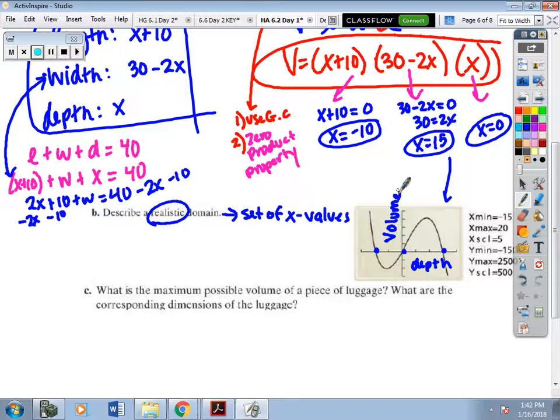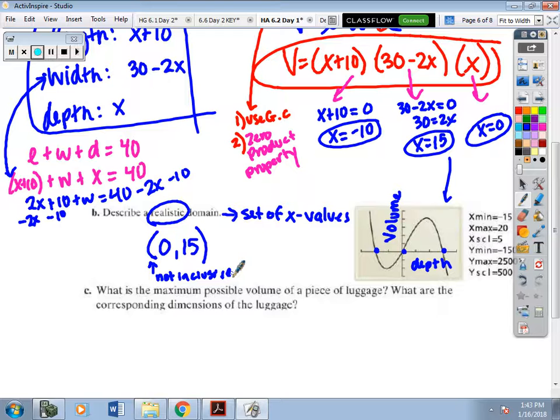So what do you think a realistic domain would be for our x values? Again, normally it would be negative infinity to positive infinity, but in this case it won't be. Can we have a negative depth? No. 0 to 15. Would it include 0 and 15 or not? Not. We'd actually have to include like 0.001. So your two options would be to do parentheses 0, comma 15, parentheses. Do you remember how we did brackets and parentheses? This is not inclusive.